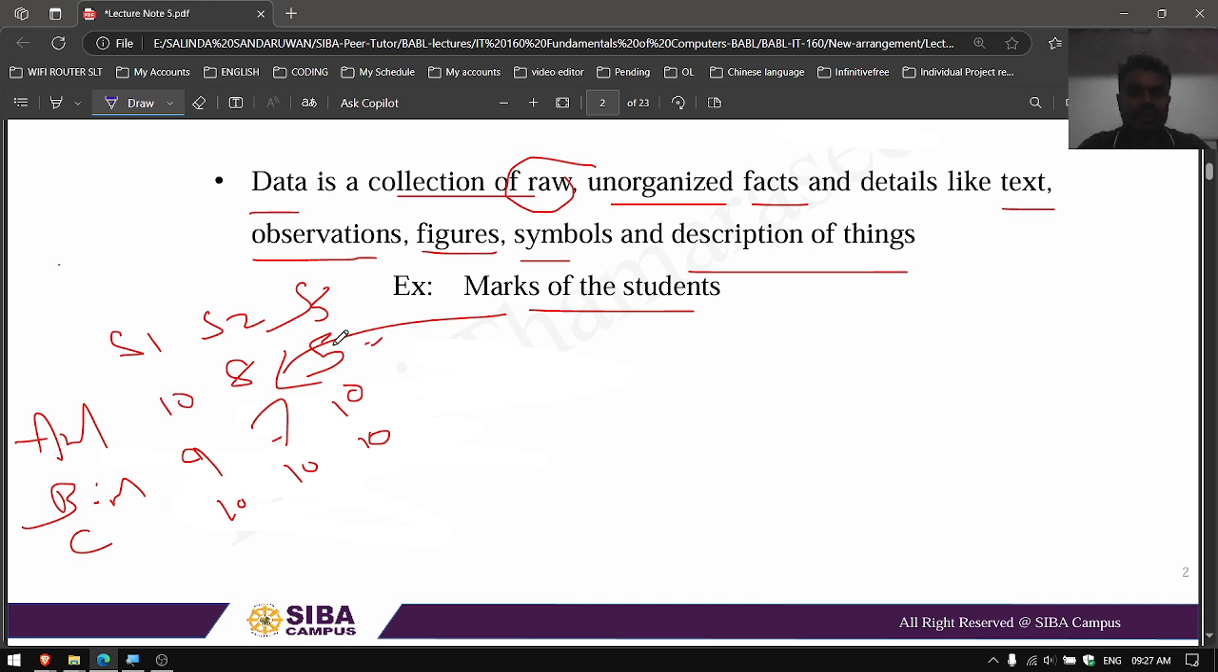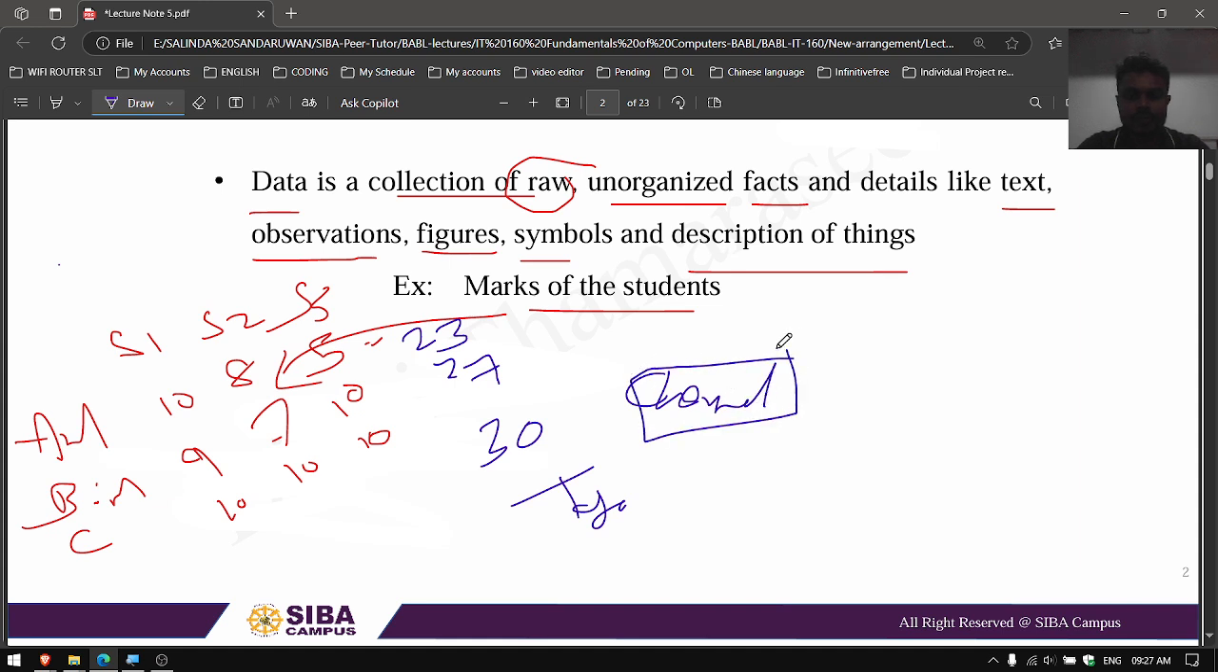So 10, 18, 23; 9, 7, 10, it's 26; and here it's 30. According to the total, Chamal is the best one. Here the total is information. It's organized, there's a structure, and there's a fundamental about how we calculated the total.